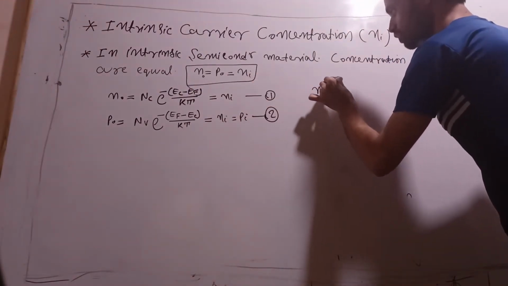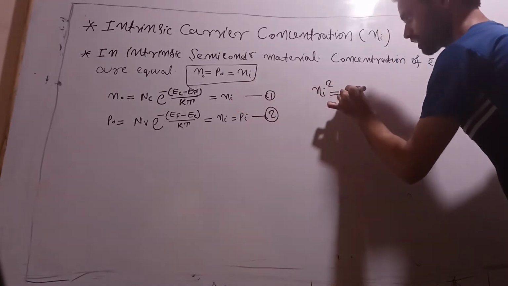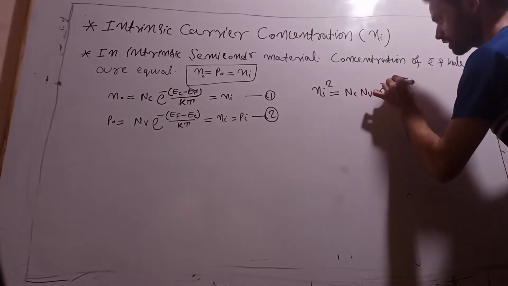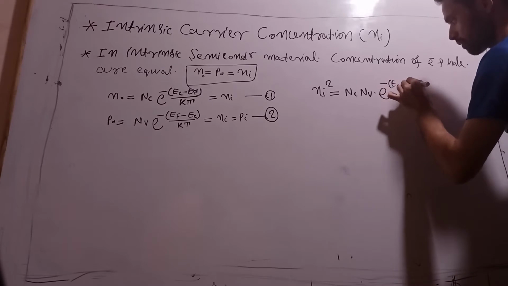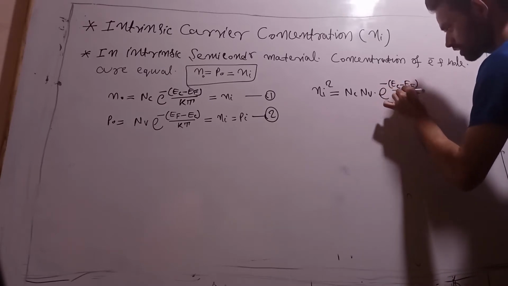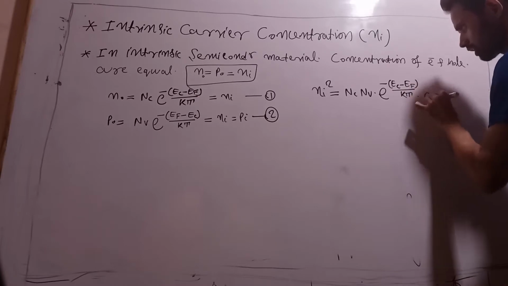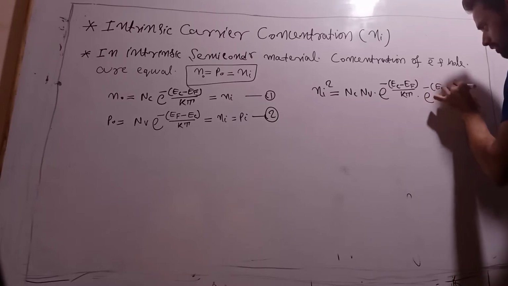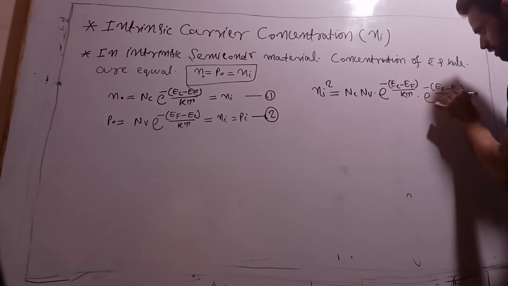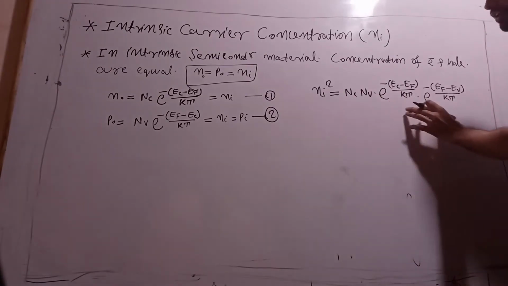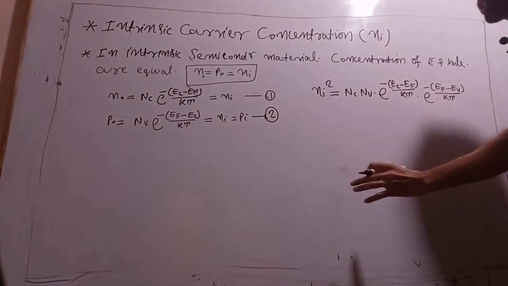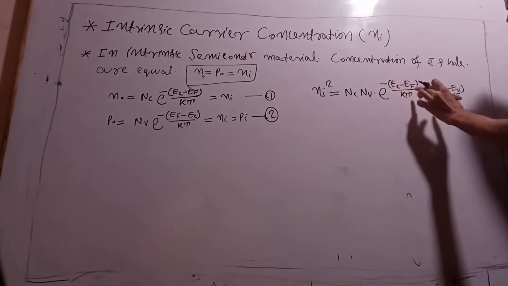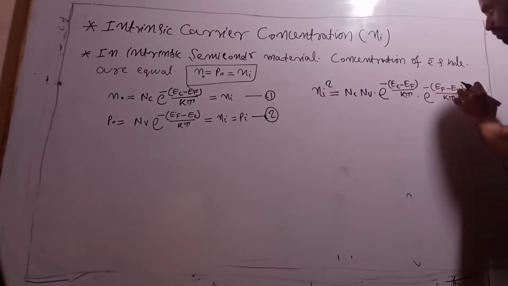We will get ni square is equal to Nc Nv into e to the power minus (Ec minus Ef) by kT into e to the power minus (Ef minus Ev) by kT. This is the product of both these equations.